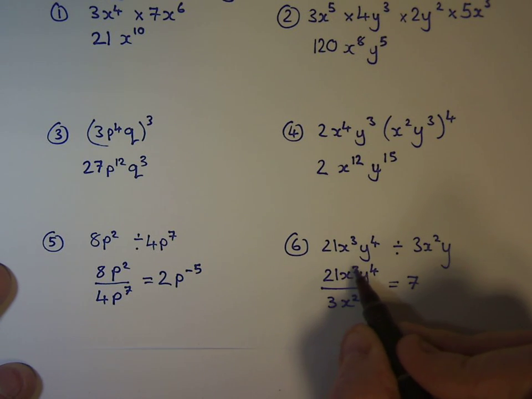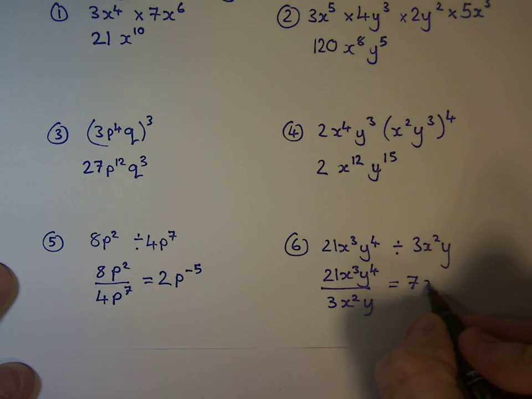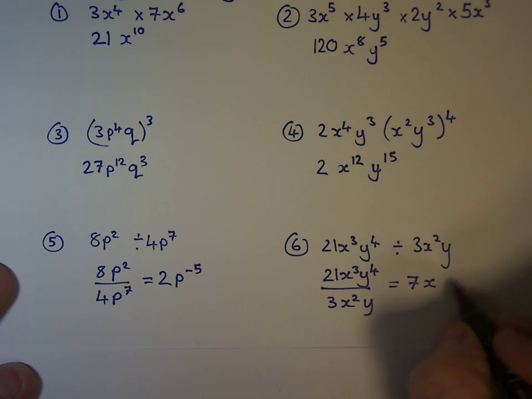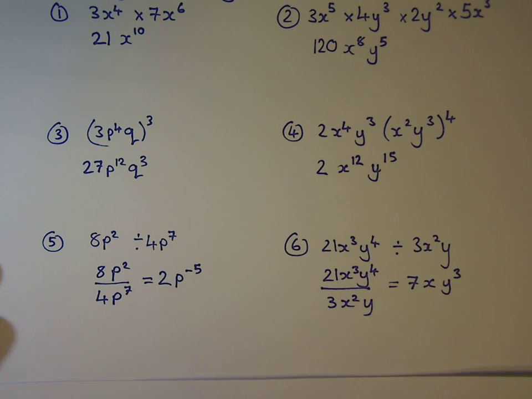We've got x cubed and x squared. We've got to take away the powers. We just get left with x. Then deal with the y's. y to the 4 and y. Take away the powers, you get y cubed. That completes our examples for this first section.